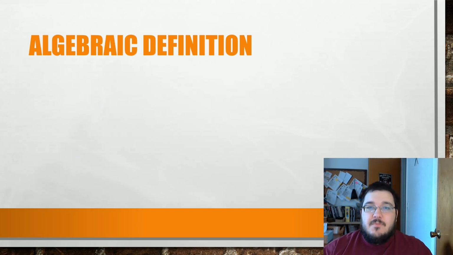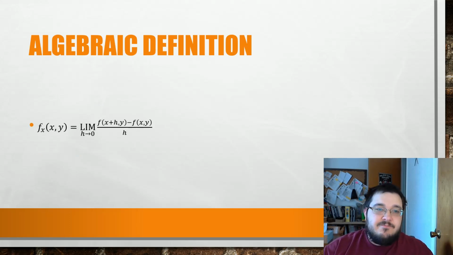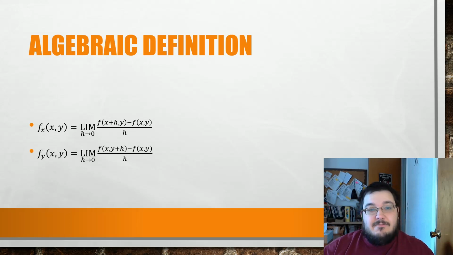Now, of course, it's a derivative, so there's an algebraic definition as well. You have to take a look at the limit as h approaches 0 of f of x plus h, y minus f of x, y, over h. Notice how the h is only getting added to the x. The y doesn't have anything changing on it. And that's for the partial with respect to x. With respect to y, guess what? The y is the one that gets the h.